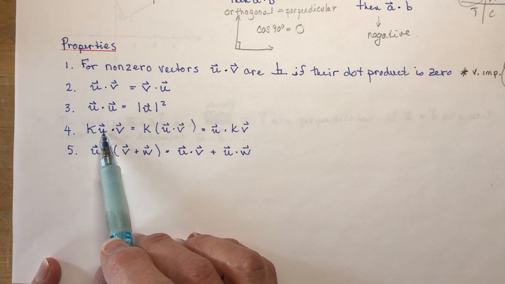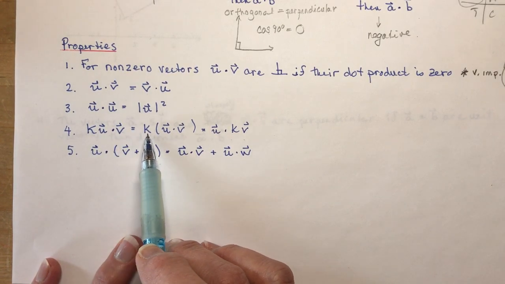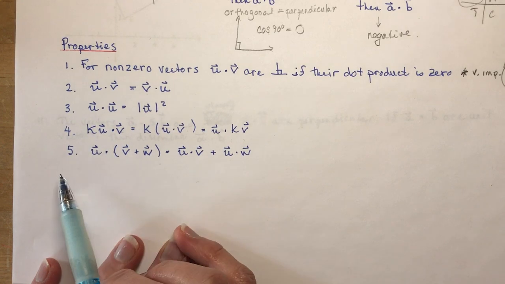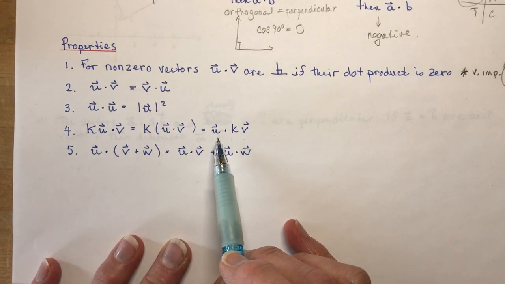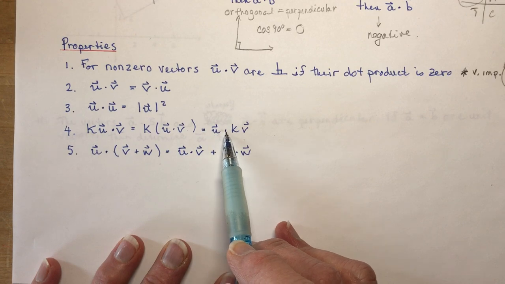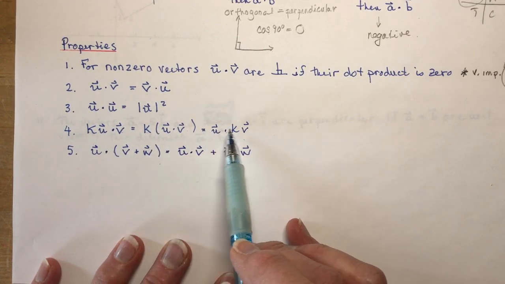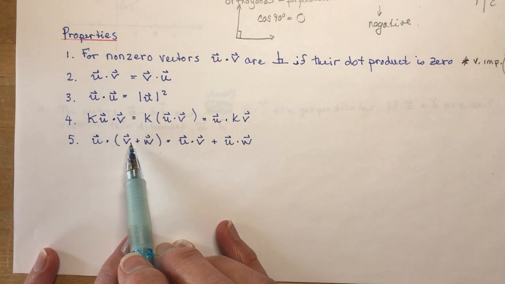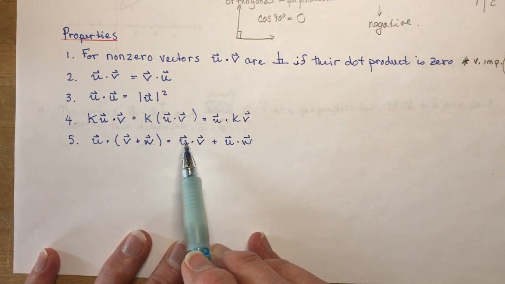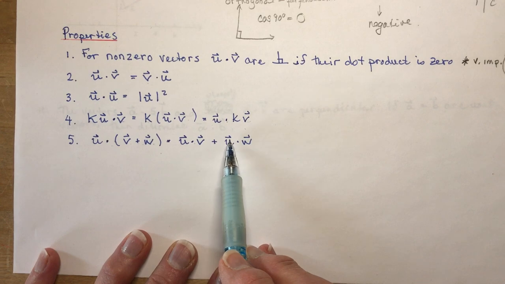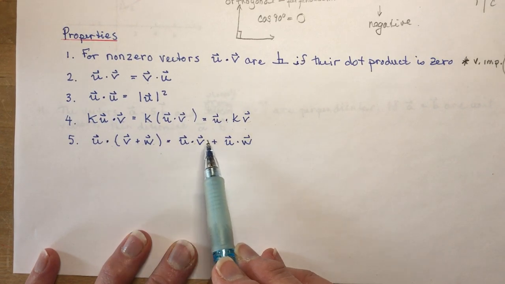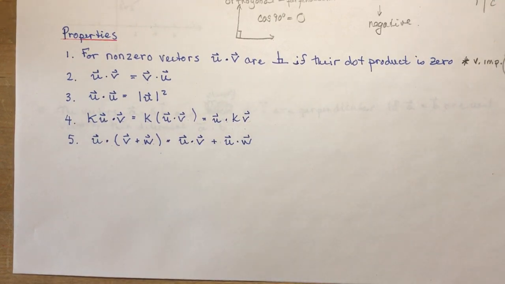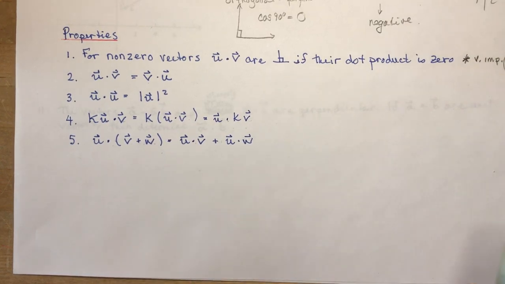A constant times a vector dotted with another vector is the same thing as a constant times the dot product of the vectors. So you could do u dot v and then multiply everything by k, or you could do vector u dotted with k times vector v. In other words, you can put this k wherever you want. If you have vector u dotted with the sum of two vectors, then it's the dot product of u and v plus the dot product of u and w. We're going to do one in the last example that shows this a little more clearly, and it's one that my students have had some problems with because they didn't understand this part.